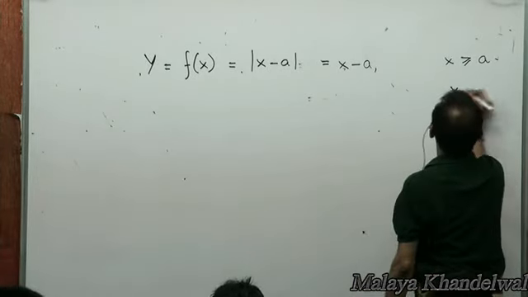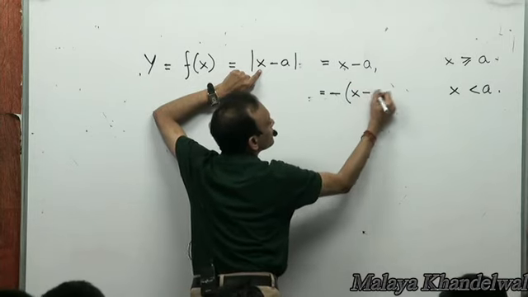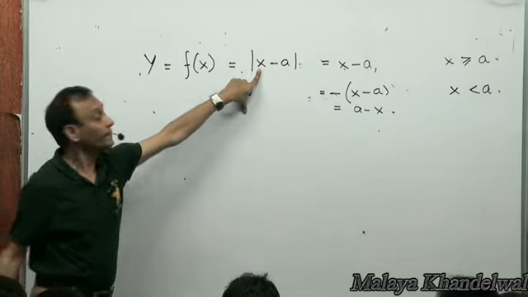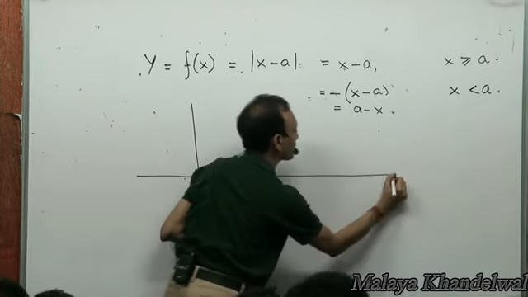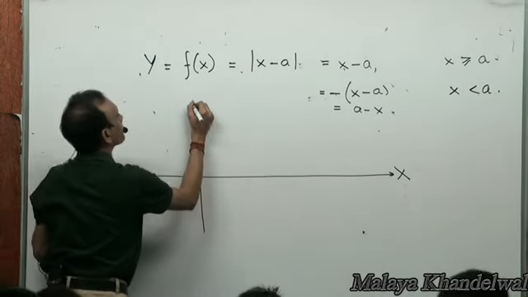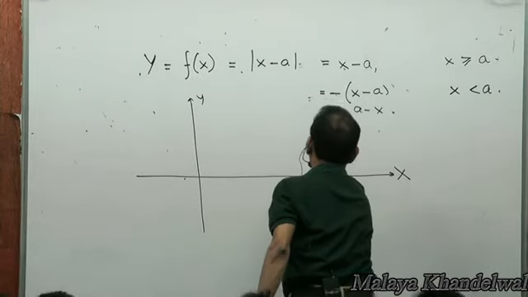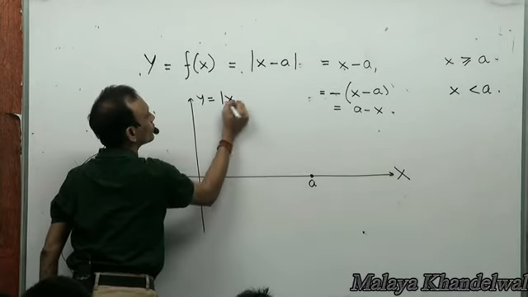And when x is less than a, then x minus a is a negative number. The output cannot be x minus a. The output is minus of x minus a. So this will become minus of x minus a, that is a minus x, when x is less than a. That means now graphically, mod of x minus a, at x equal to a, will become 0. At x equal to a, mod of x minus a becomes 0.